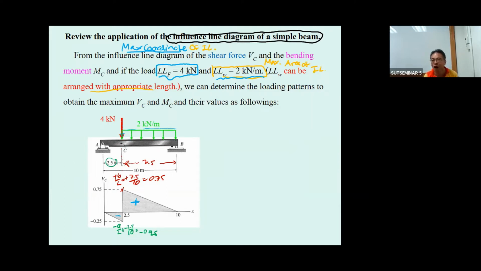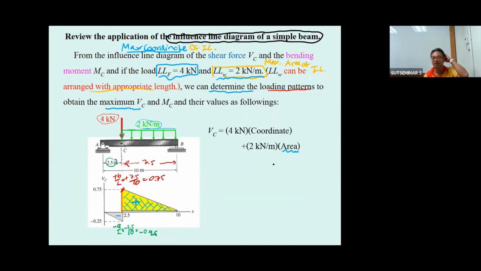Now, how can you determine the maximum V sub C from this loading pattern? You have to multiply 4 kilonewton by the coordinate here, and add 2 times the uniformly distributed load by the area here. It's very simple. The area of the influence line of a statically determinate simple beam is a triangle. So the calculation is easy. The area can be computed easily.